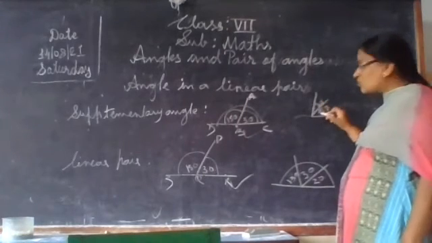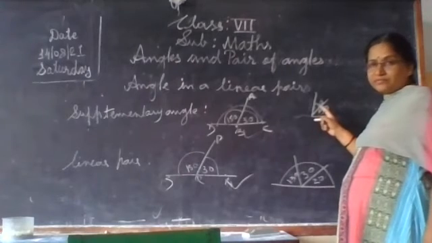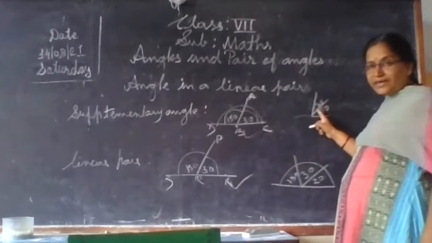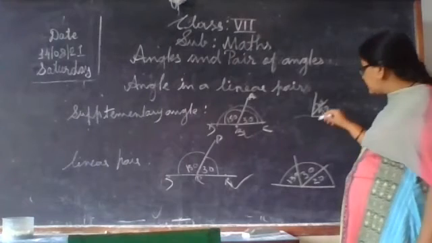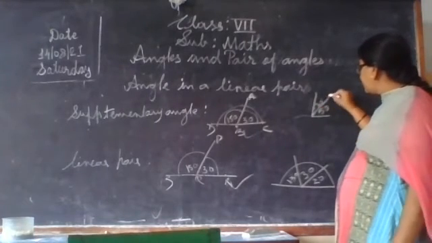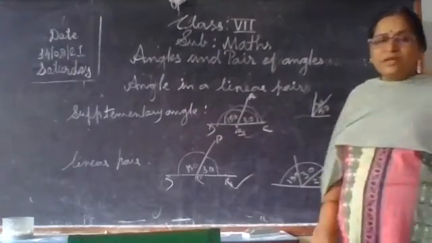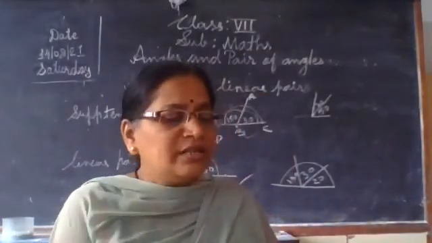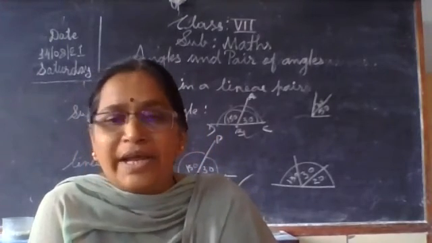Yes, they are not complementary. Why not complementary? Because the sum is not 90 degree. Therefore, they are not complementary. But they are adjacent angles, because they share the origin and a common arm. Therefore, they are adjacent angles, but not complementary because their sum is not 90 degree.